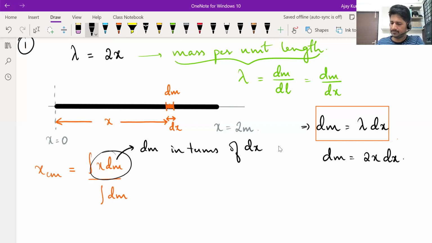Pawan, did you understand? Yes, sir. Rishi, is this clear? Yes, sir, I got it.